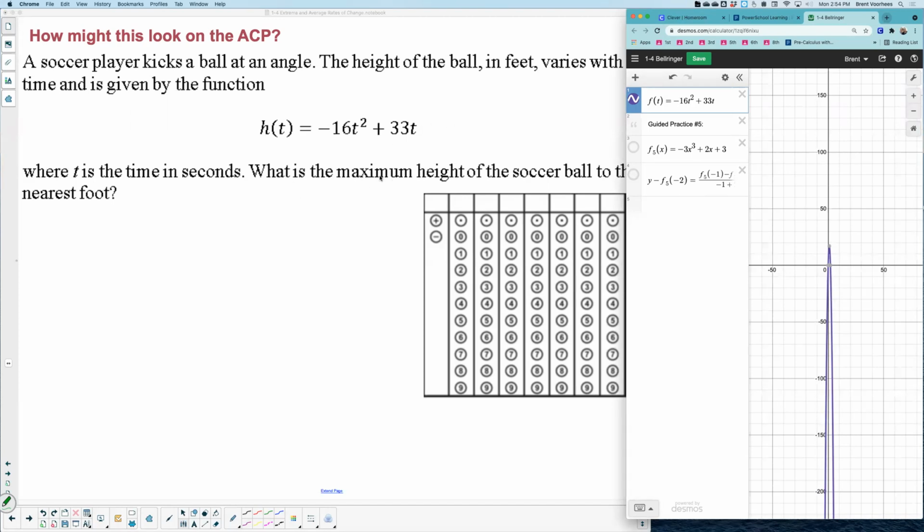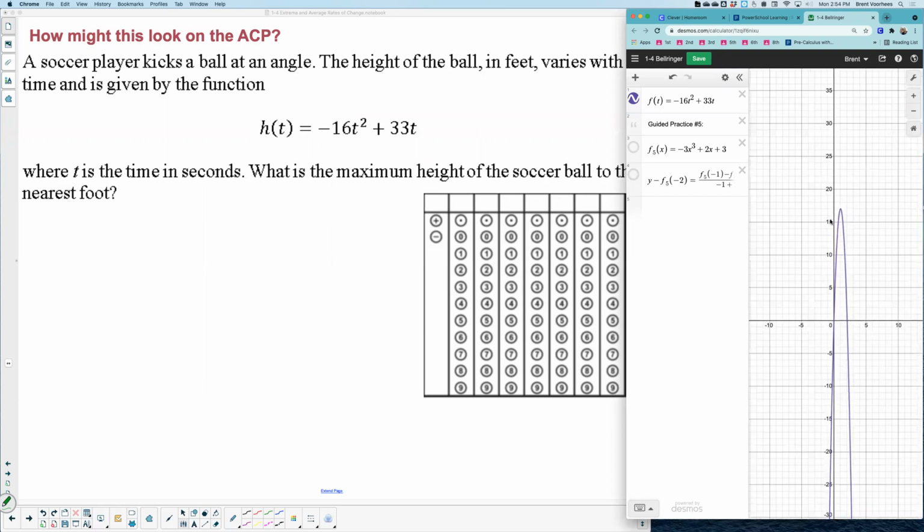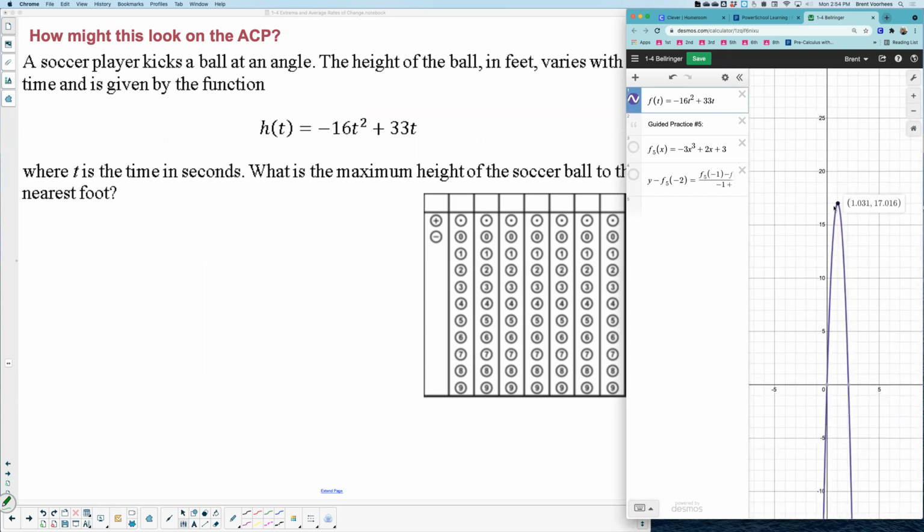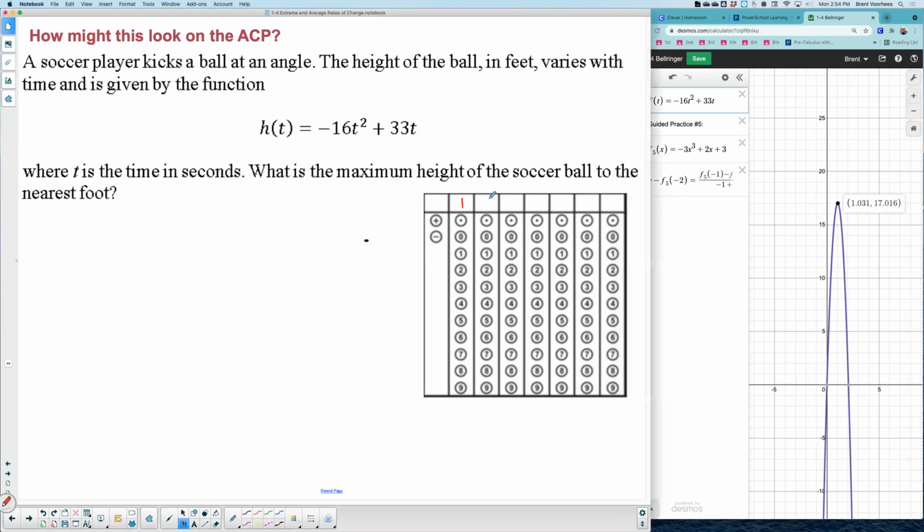If you see maximum, you would go to the maximum. And now what would be your correct answer when you look at that? It says, what is the maximum height? Which variable is height? The t or the h? Because h is in the place of y, you'd be looking at the y. And it says round to the nearest foot. Answer would be 17. And you need to bubble that in. You do not have to put the plus, but you do have to put the 1 and 7 bubbled in. And that would be your answer for that one.